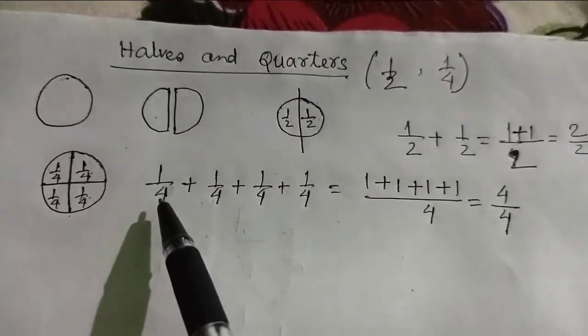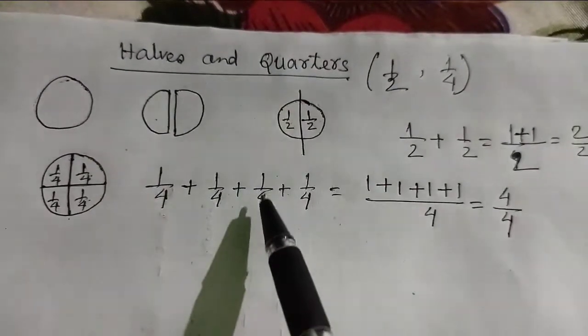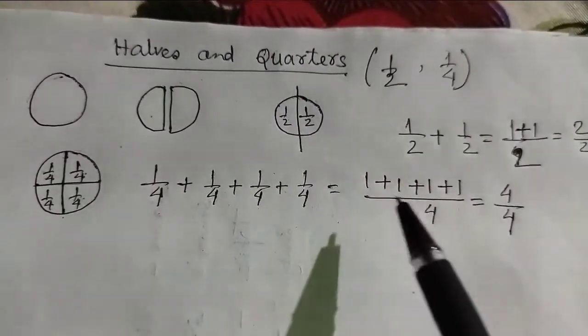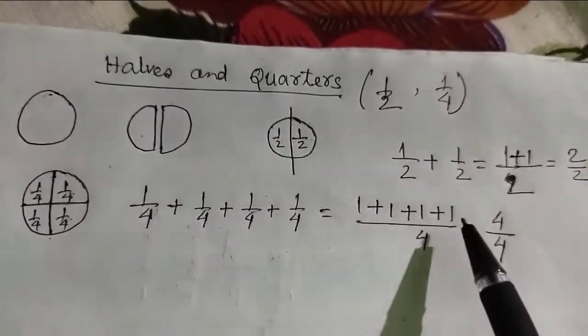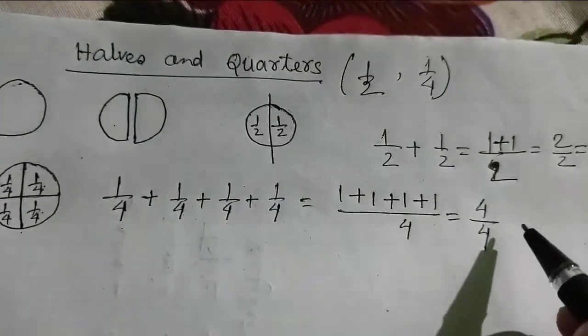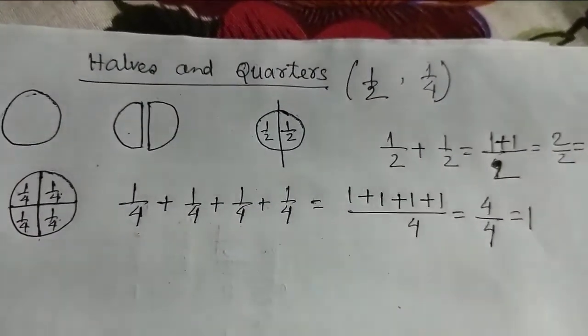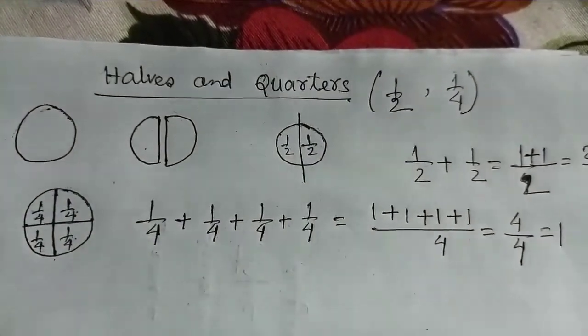Now we add all these: 1 by 4 plus 1 by 4 plus 1 by 4 plus 1 by 4 equal to 1 plus 1 plus 1 plus 1 by 4. So 4 by 4 is equal to 1. So we have learned halves and quarters.